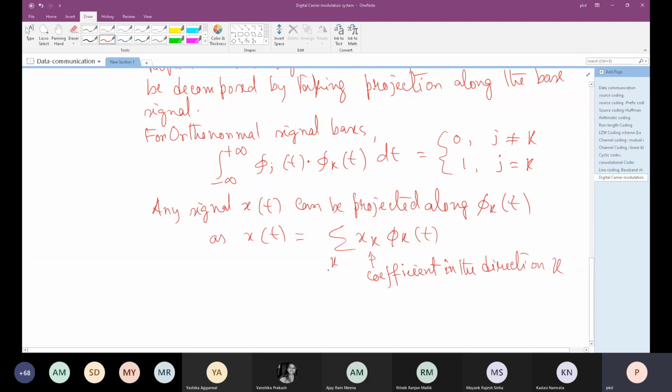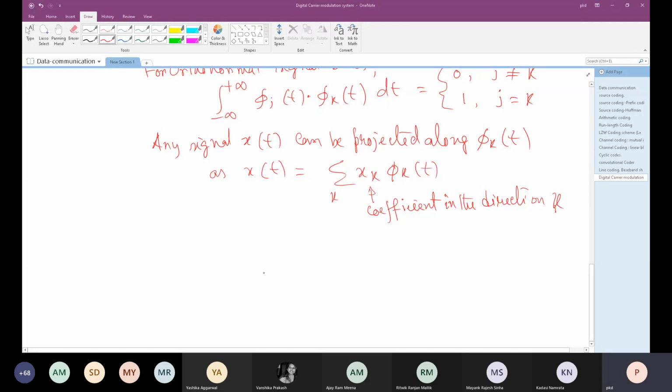We know the various kinds of transforms that we usually study, like the Fourier transform. There the base signal is a sinusoidal signal, that is phi_k(t) is an exponential basis function, exponential of j omega t. And the coefficient x_k is equal to the integral from minus infinity to plus infinity of x(t) phi_k(t) dt.